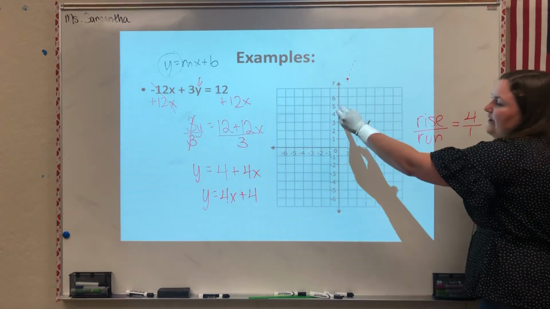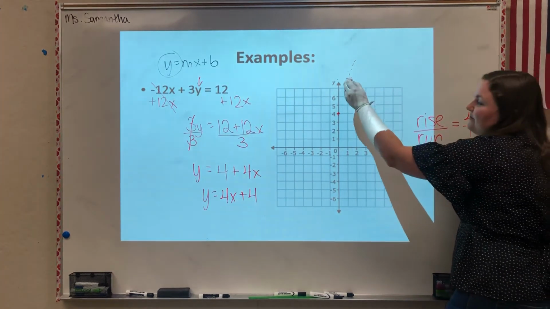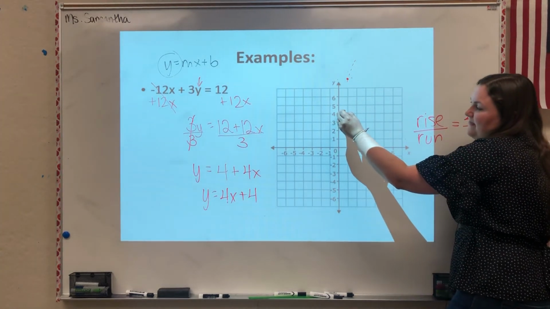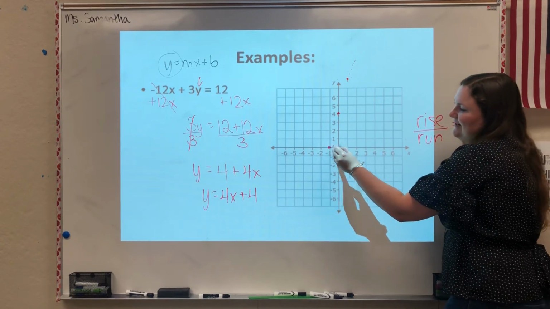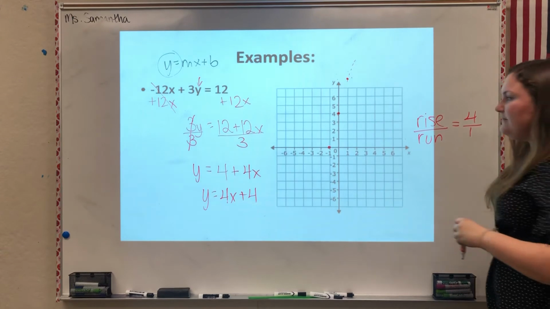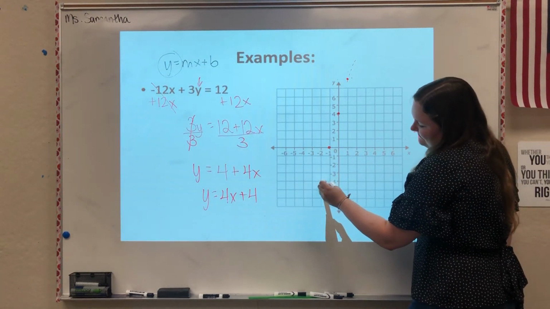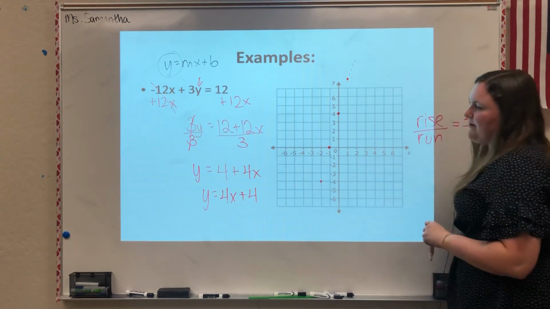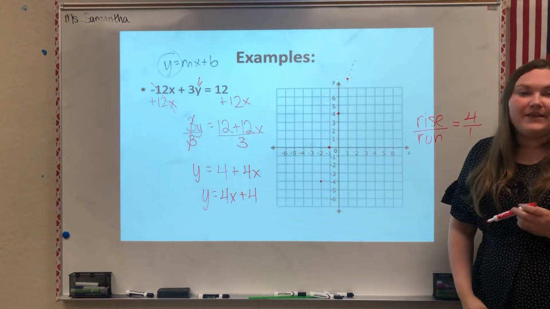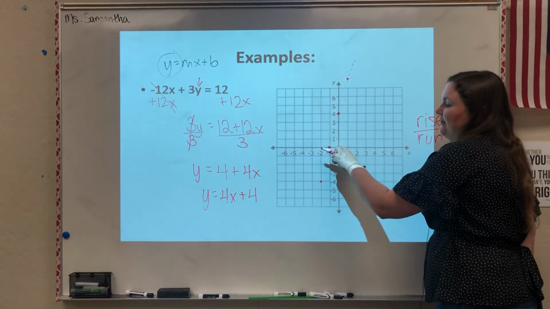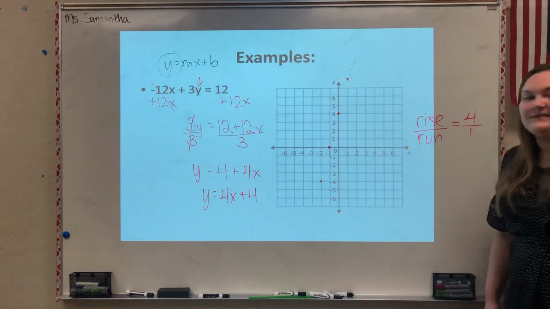So instead of going up 4 over 1, I can do the opposite, which would be go down 4, backwards 1. If I do that again, down 4, backwards 1, now I'm getting points that are on that line. Down 4, backwards 1, down 4, can't do it anymore. I like putting this point here just to make sure I'm going in the right direction. If I had gone down 4 over 1 this way and gotten this line, that is a different line.